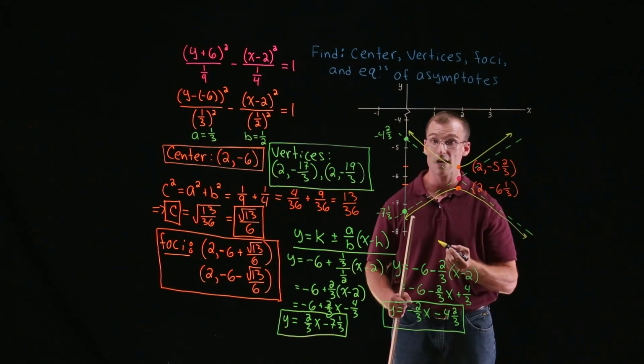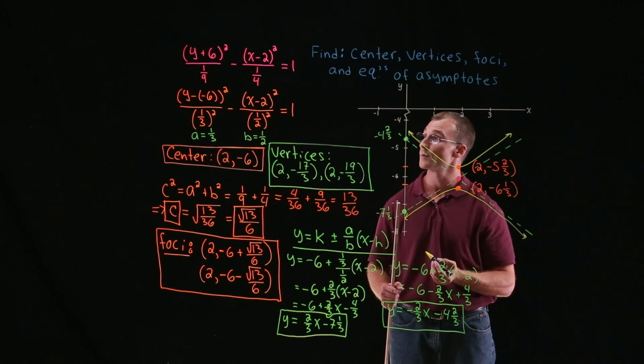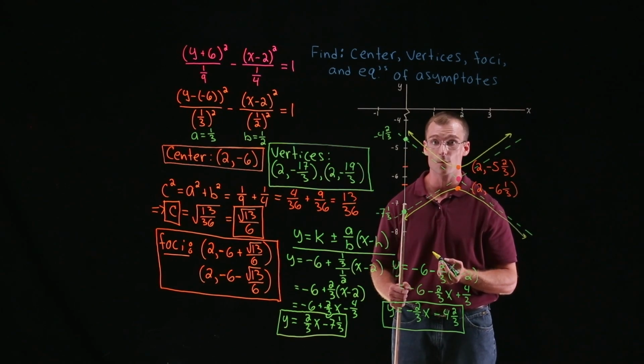So there we have the graph of our hyperbola given by our original equation, y plus 6 squared divided by 1/9 minus x minus 2 squared divided by 1/4 equals 1.